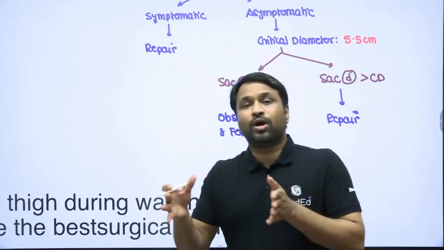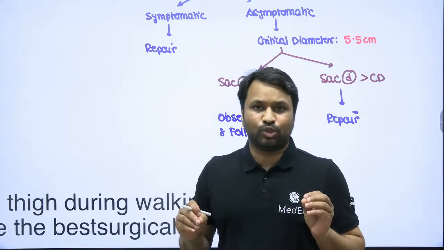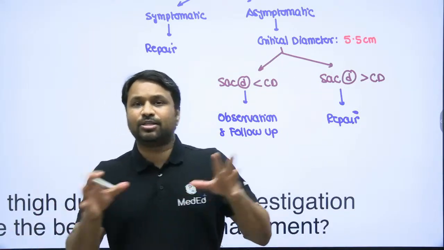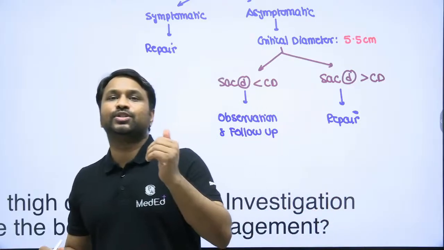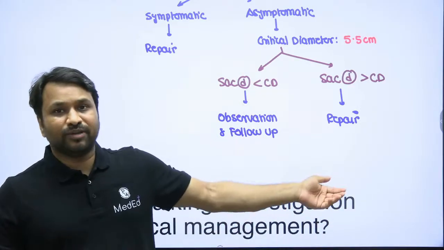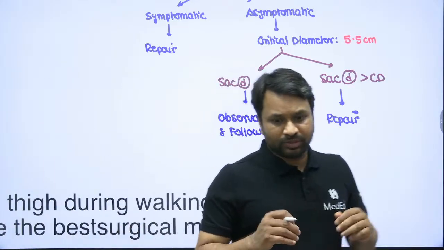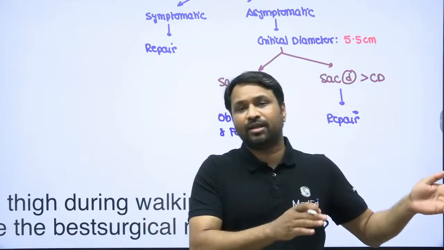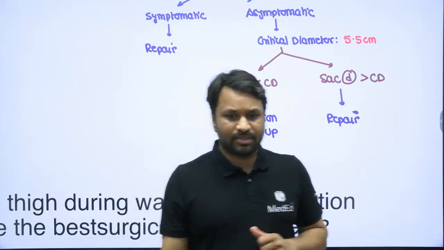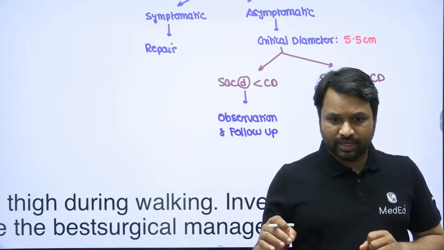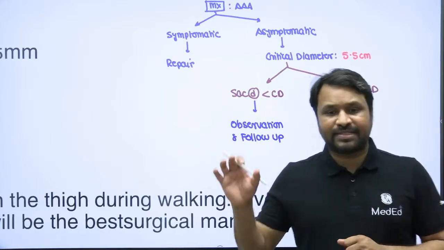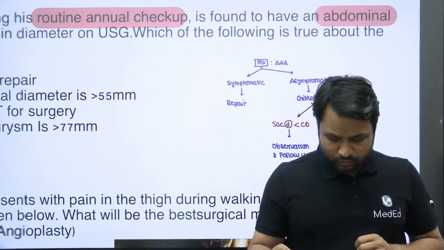In the observation and follow-up, you have to see what is the presenting diameter also, right? If it is less than 4 centimeters, you'll ask the patient to follow up in 1 year. More than 4 centimeters, you follow up in 6 months. Okay? Correct. But 5.5 centimeters is the critical diameter. Do not goof up on that.